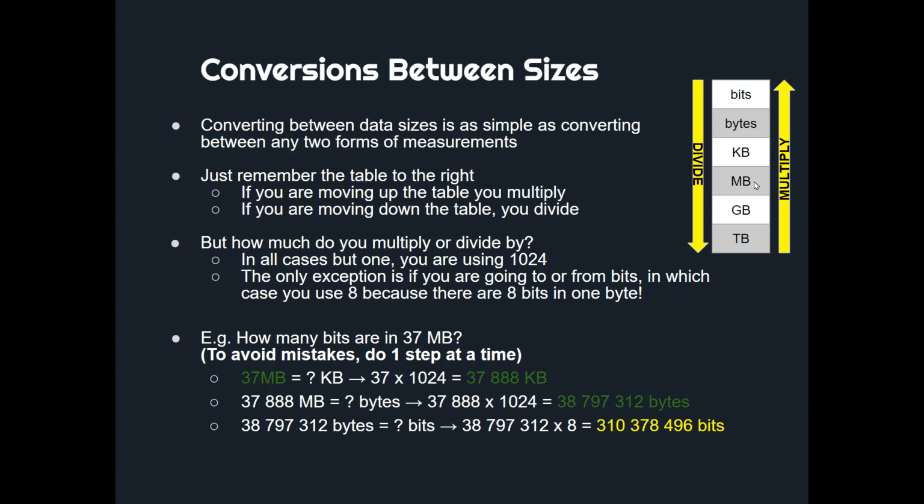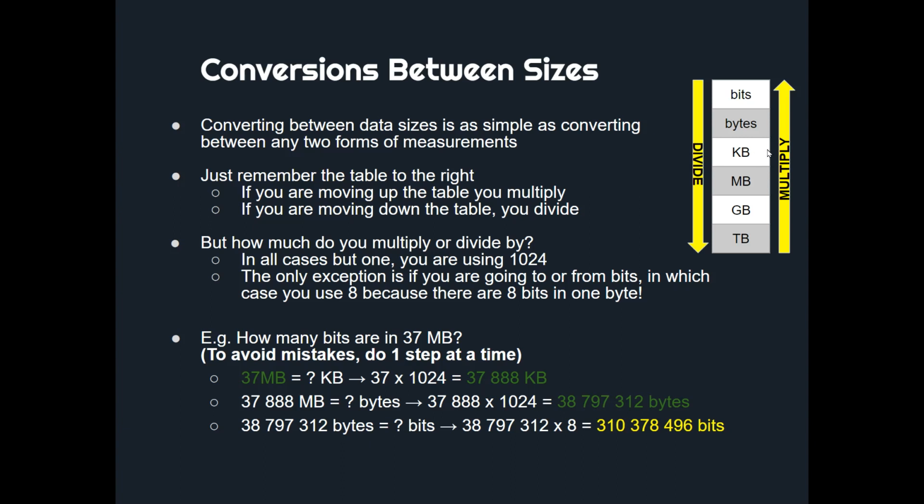Let's go from megabytes to kilobytes. So I say 37 megabytes is how many kilobytes? Well, I'm going up, so I'm multiplying, and I'm not up here yet, so I'm multiplying by 1,024. So 37 times 1,024 is going to give me 37,888 kilobytes. Okay, great. I'm still not at bits yet, so I need to take another step.